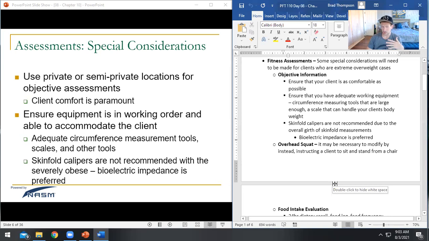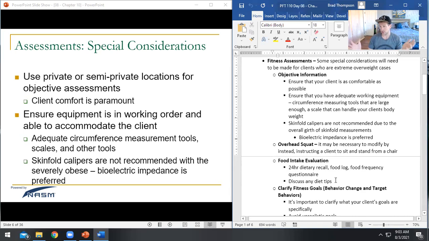So when it comes to doing your fitness assessments, we know the difference between objective and subjective information. We're going to start with that subjective information. First things first, you're always going to have your client do their PAR-Q and their general medical and history questionnaire, and sign any waivers and things like that. But before you start any of the objective stuff, make sure you're doing this in a place that's comfortable and professional for your client.